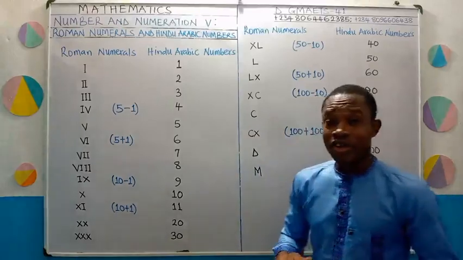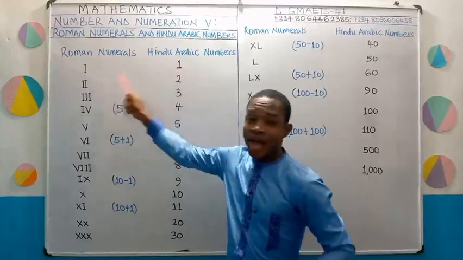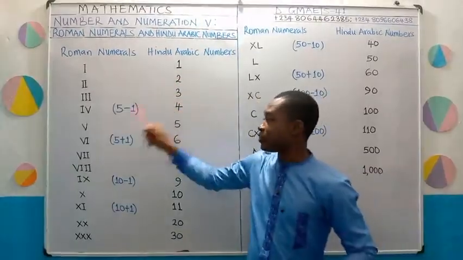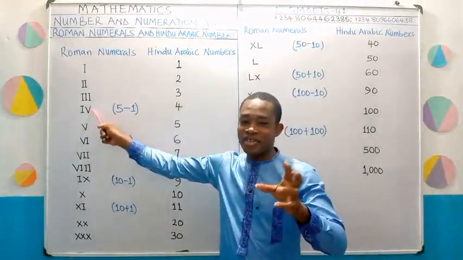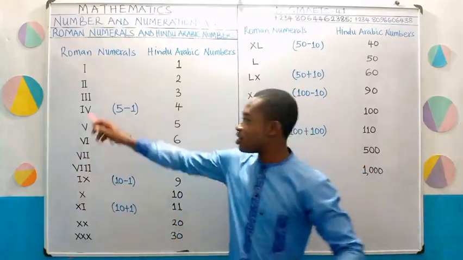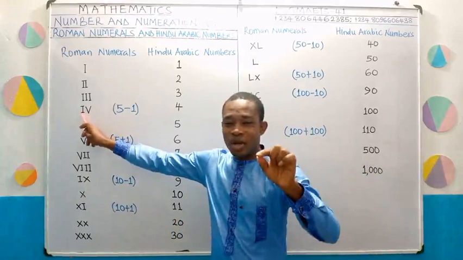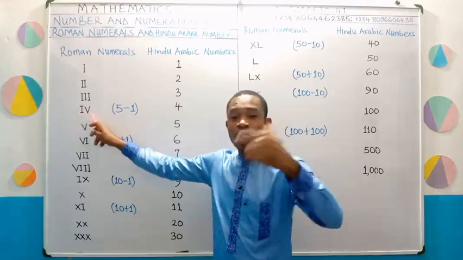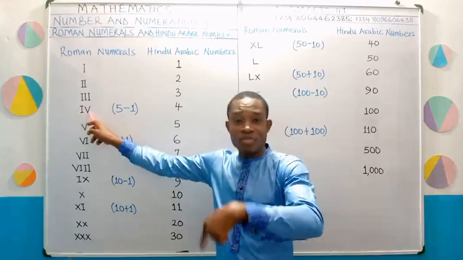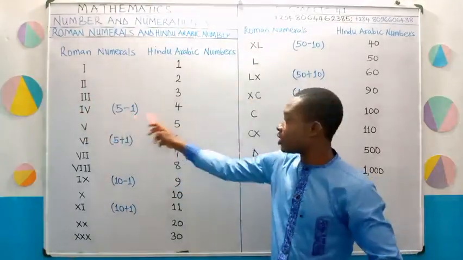Alright, let's look at some that I've brought out on the board here. We have I equal to 1, II equal to 2, III equal to 3, IV is equal to 4. Now look at this IV. You notice there is a combination of two different numerals, I and V. I is smaller than V. I is 1, V is 5, and the smaller number comes before the bigger numeral. Okay, so you do subtraction. 5 minus 1, you get your 4.